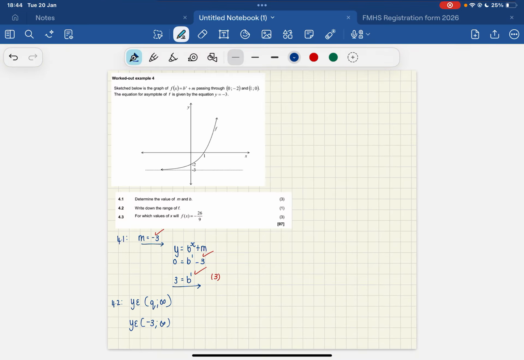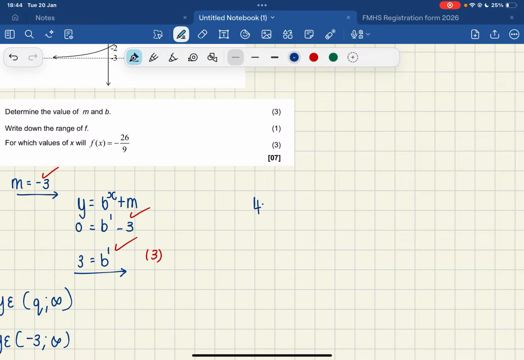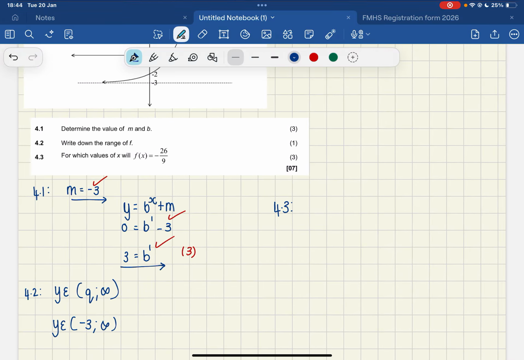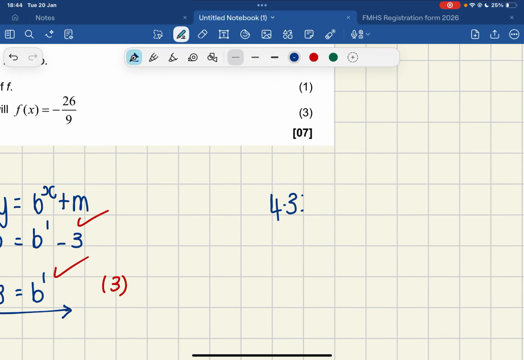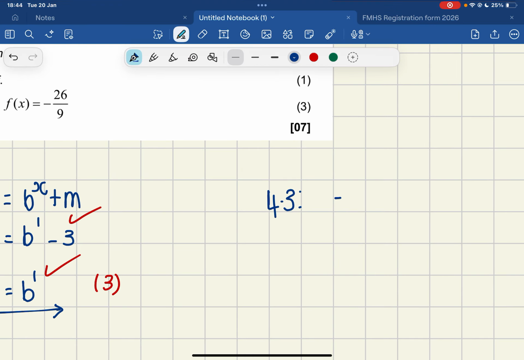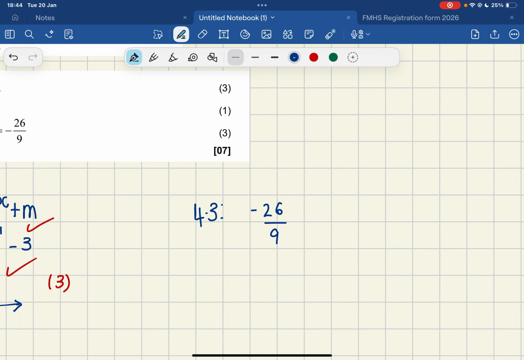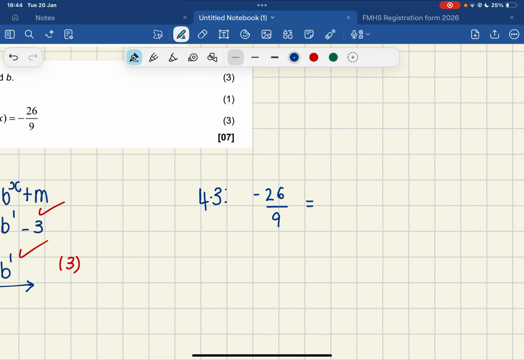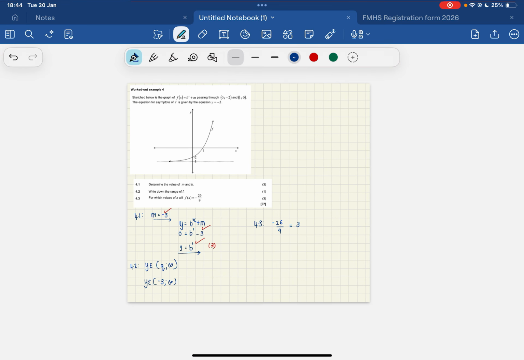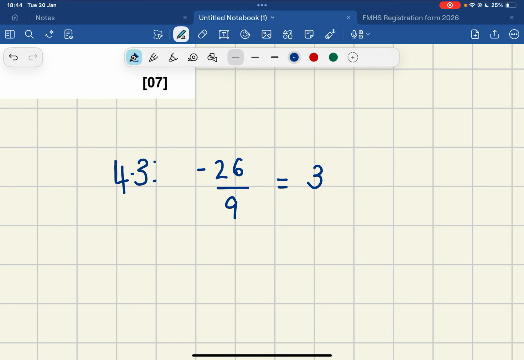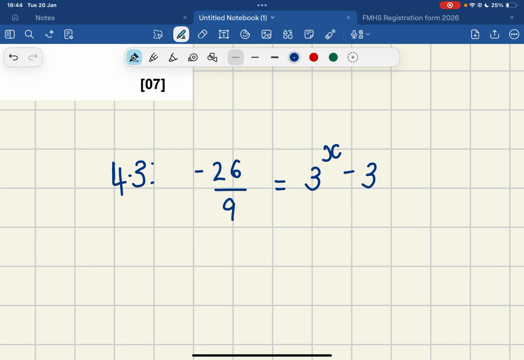Perfect. And the last question, boys and girls, question 4.3, and then we're done with functions, and I'll just be doing past papers. For which values of x is f of x equal to -26 over 9? So what's f of x? Remember our equation for f of x: -26 over 9 is equal to, what's our b value? Our b value is 3 to the power of x minus 3, because that's our m value.